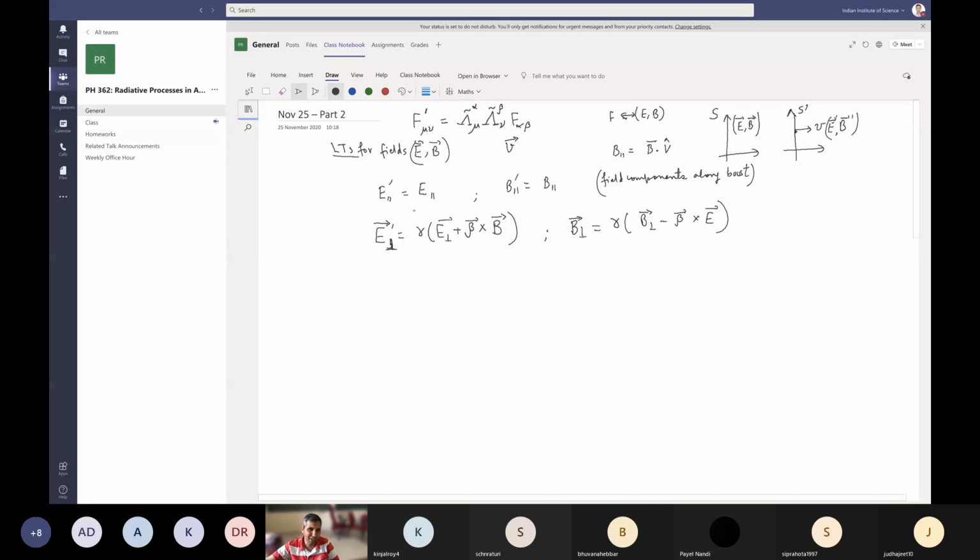So this is not like the general Lorentz boost formula, right? This is the transformation of fields, but it is not of the form of, for example, x prime equals gamma (x minus vt), and t prime equals gamma (t minus vx by c squared). Right? This is not of that form.